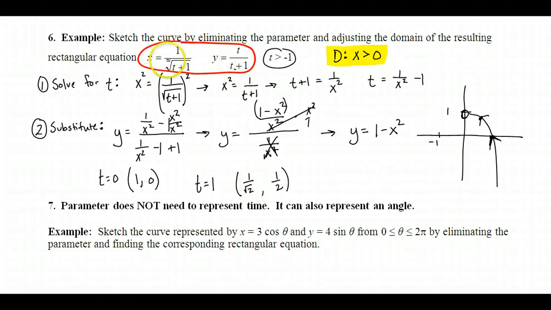So kind of a tough one with this, eliminating the parameter and then sketching. There's a lot of little details in there. But really, it's not too bad.